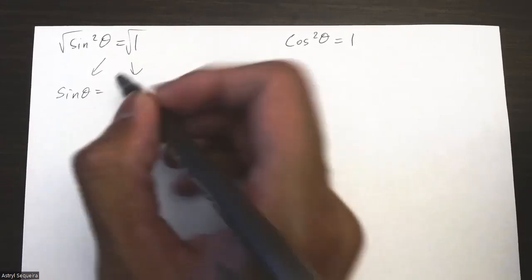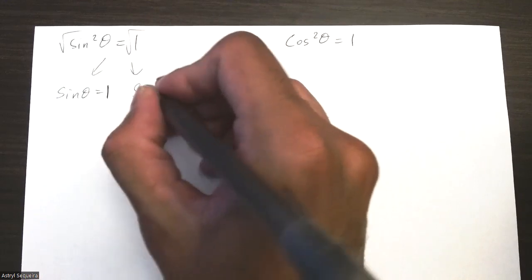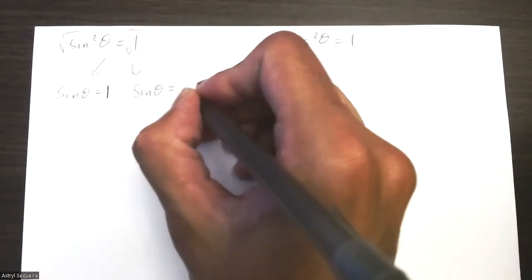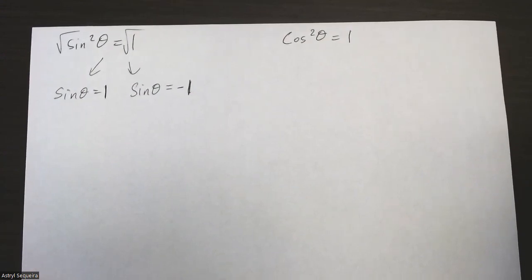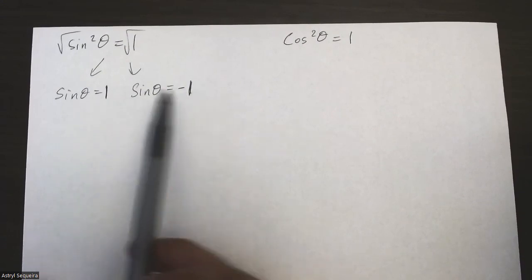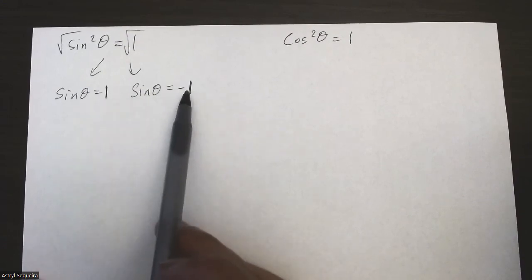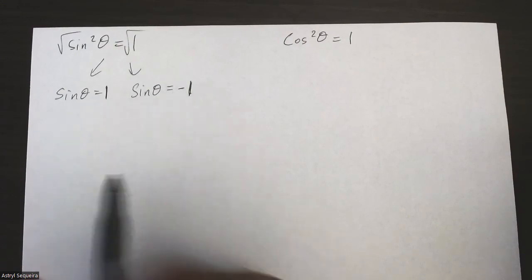Sine theta equals the square root of 1, which is 1. But the square root of 1 is also -1. So you have a positive and a negative solution. Now, when you have 1 and -1, we're going to solve them using graphs, not the cast rule, because that's how it works for sine. So where's sine theta equal to 1?